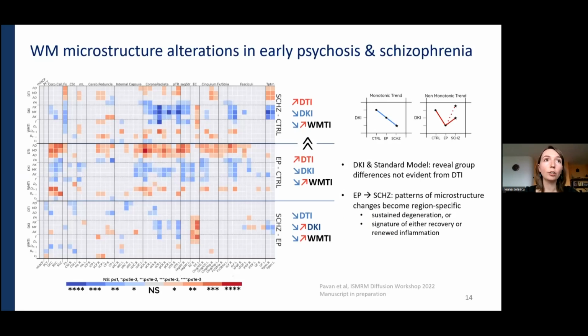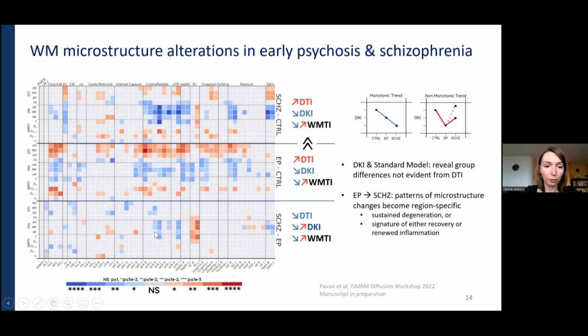And finally, this is ongoing work where we're looking at white matter microstructure alterations in early psychosis and schizophrenia. And here we were the first ones to be surprised, where we actually found more widespread white matter changes between the early psychosis and the control group than between the chronic schizophrenic and the control group. And then when comparing the schizophrenic and the early psychosis, we realized that this evolution of disease here, the patterns of microstructure changes really become region specific.